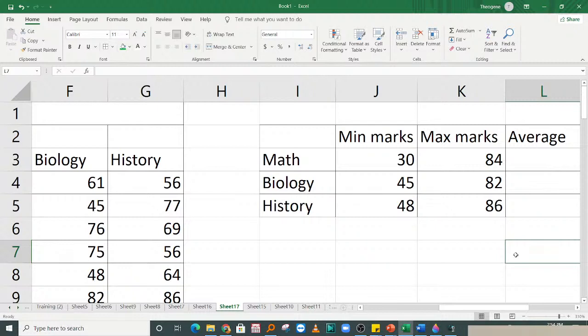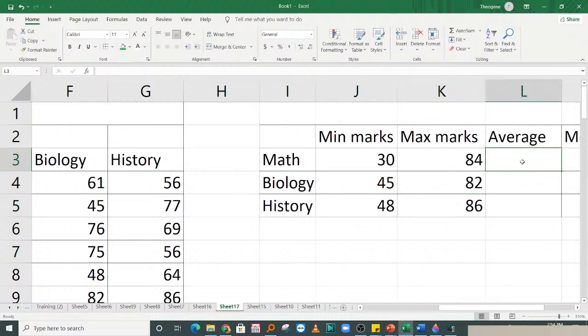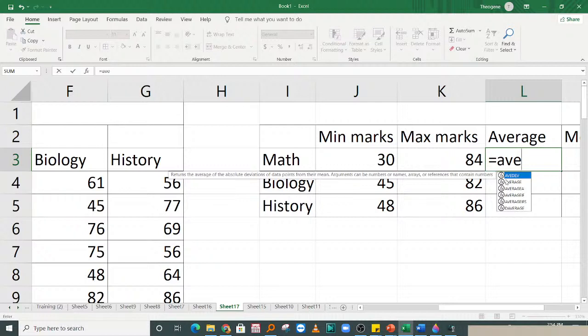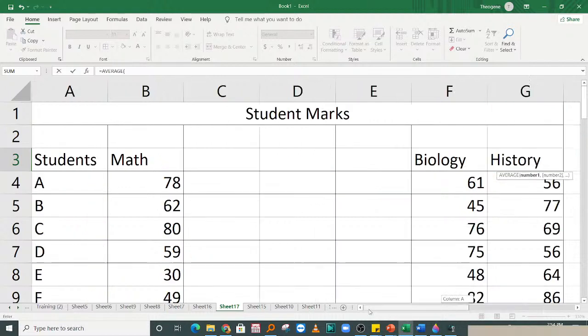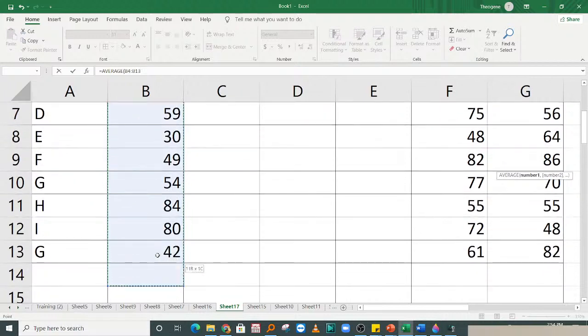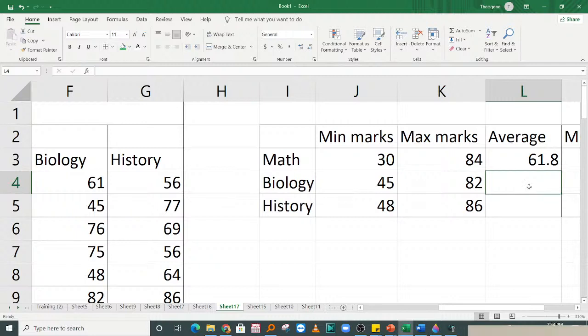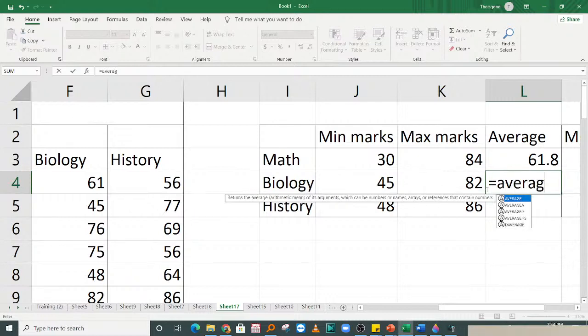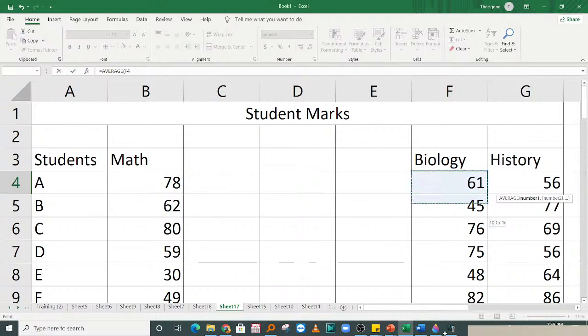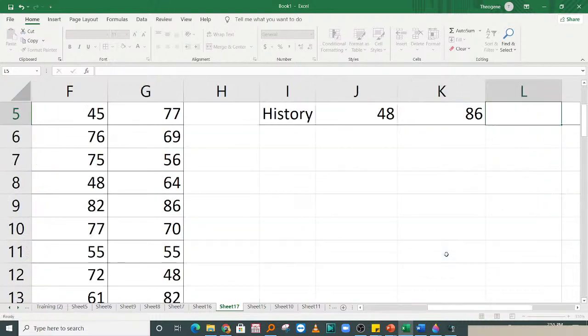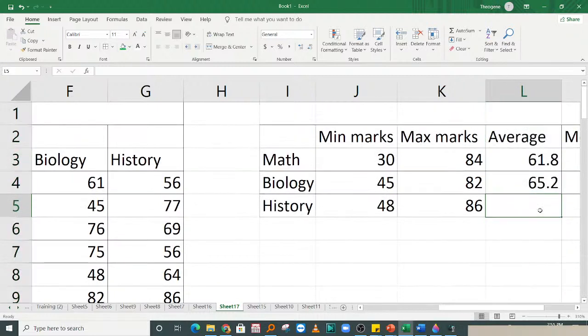So we now move on to calculate the average marks. Okay, the average in mathematics, average on each student. One of the students scored 61.8 on average in biology. Okay, you will know the meaning of this. In biology, at least one student, okay, obtained 65.